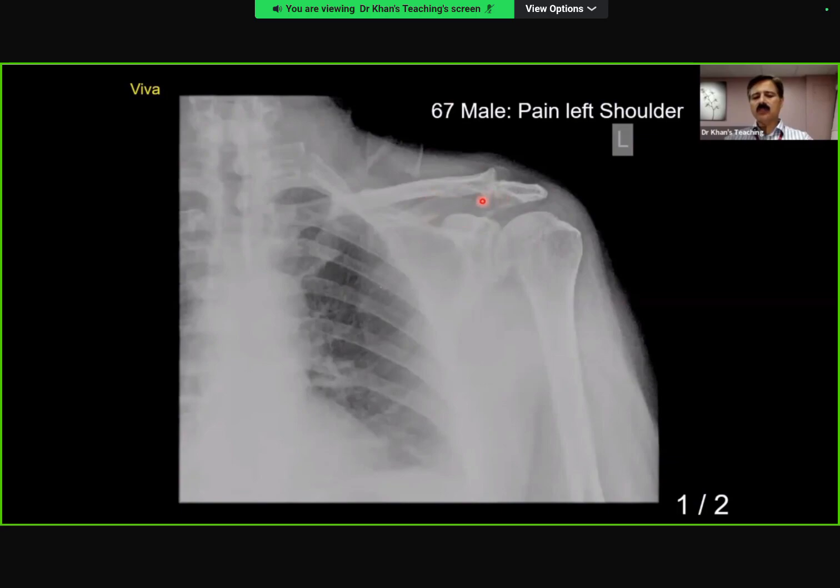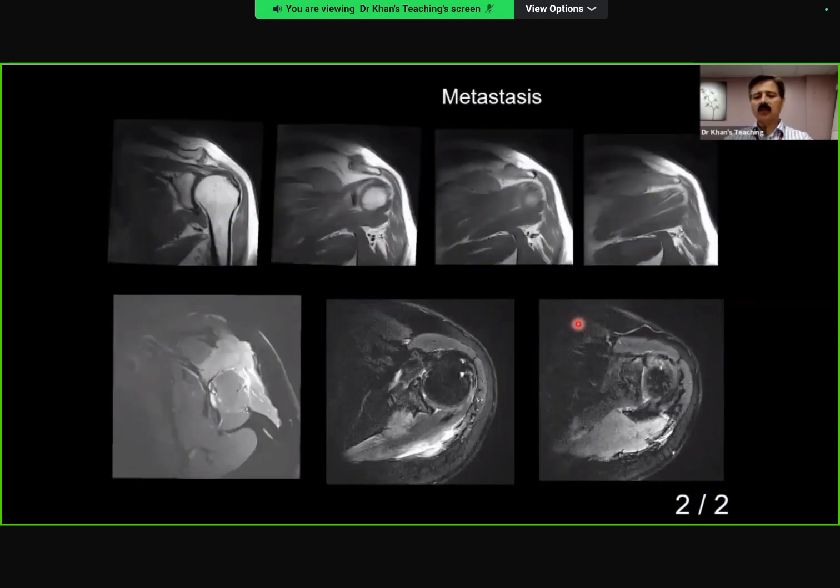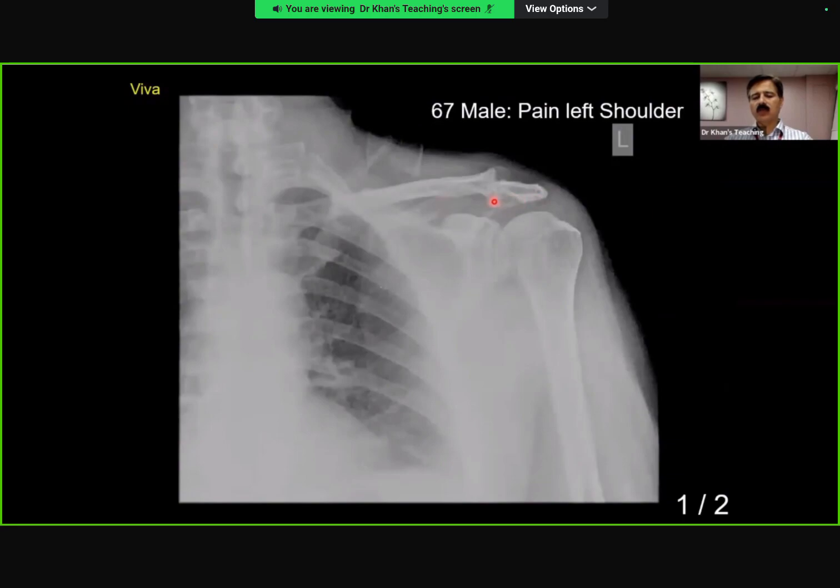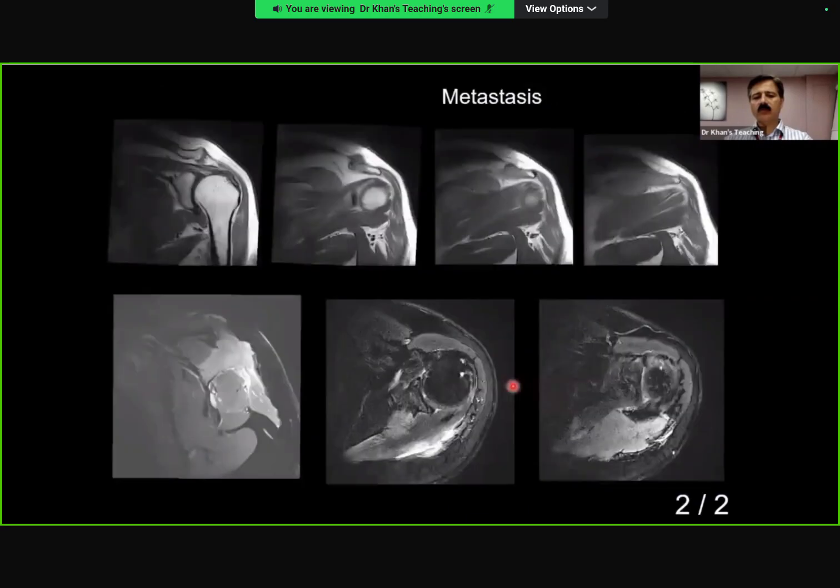And there is a lucency sitting there. And there was a huge tumor sitting there. Absolutely huge. And these were some metastases. You see, it's completely destroyed and we missed this. So this is a type of case which can come as an observational film.